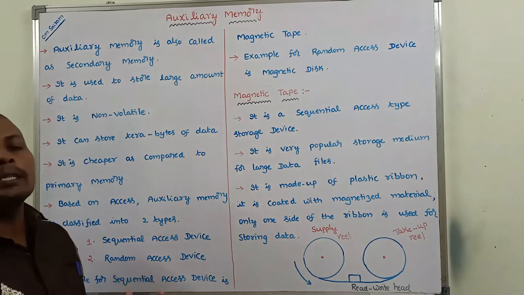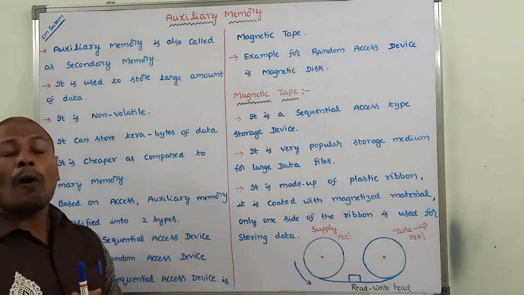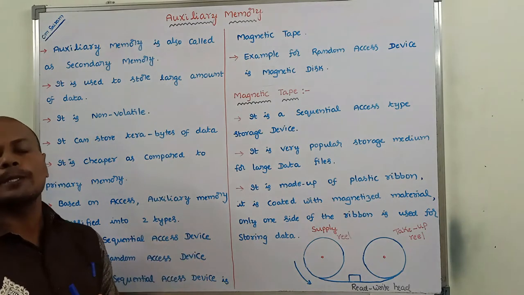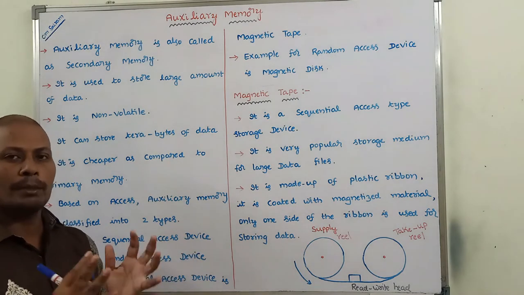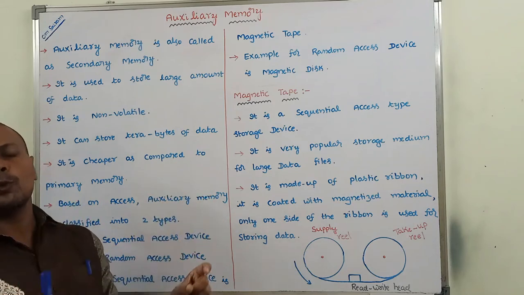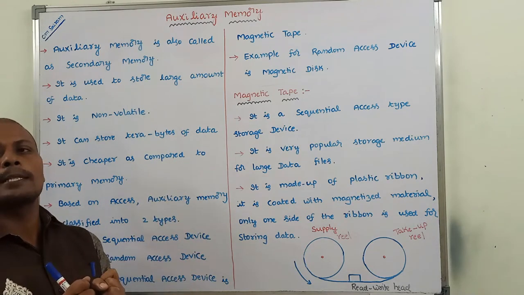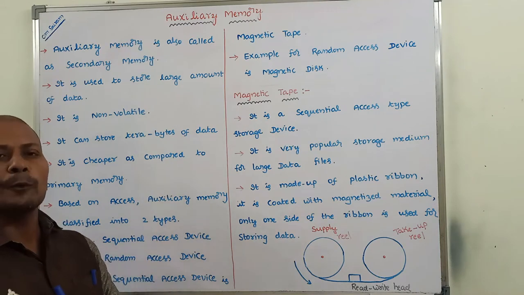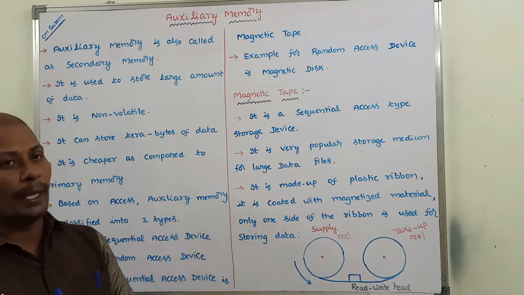Next, second point, to store large data files permanently, we have to use auxiliary memory. That means we have to store large data files permanently. For that purpose, we have to use auxiliary memory.